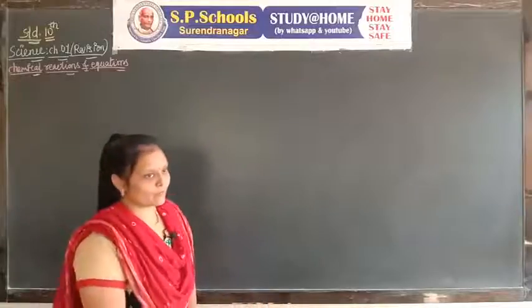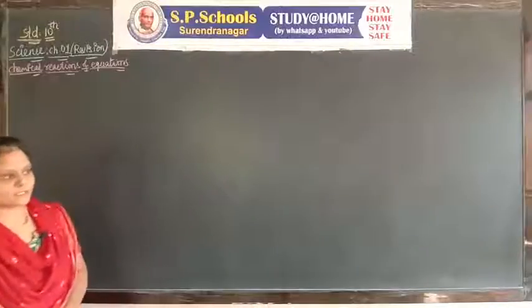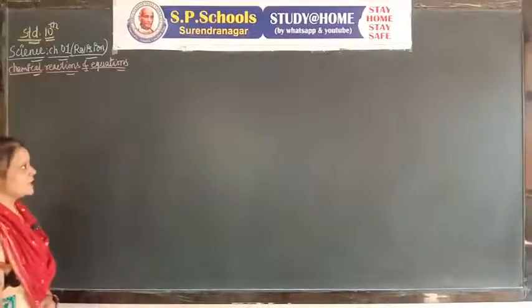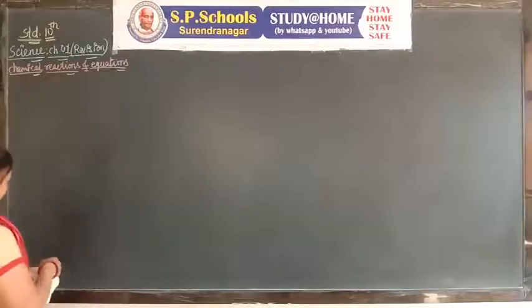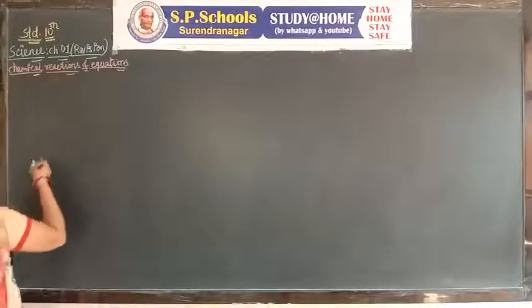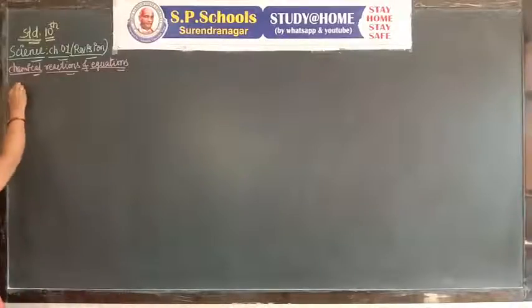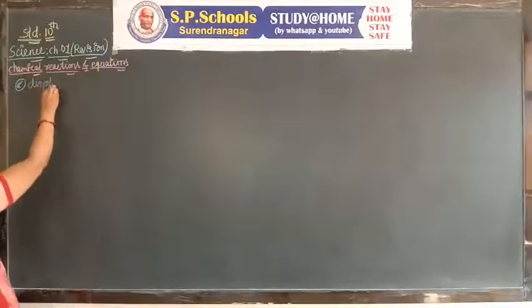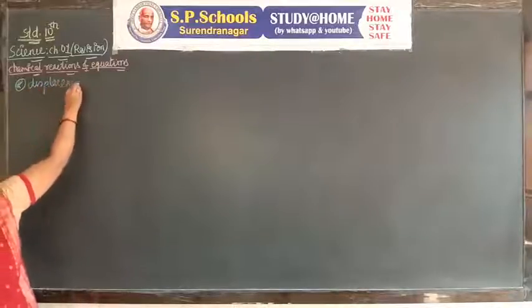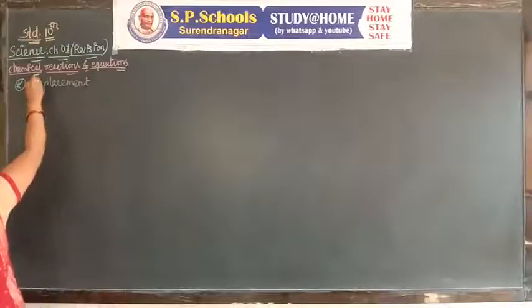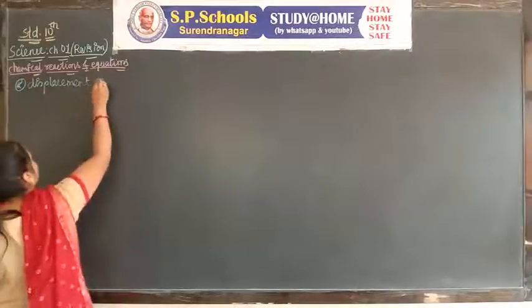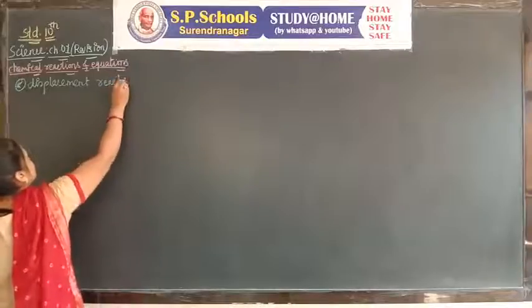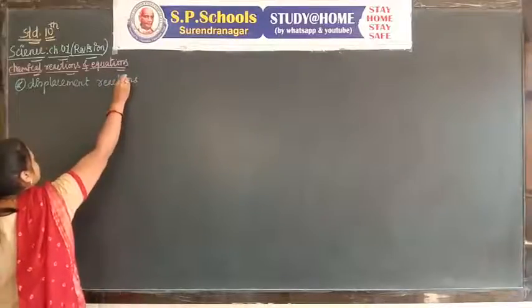Chapter number 1, chemical reactions and equations. We continue with the next theory. It is called displacement reaction. Displacement, according to its name, displacement reactions.